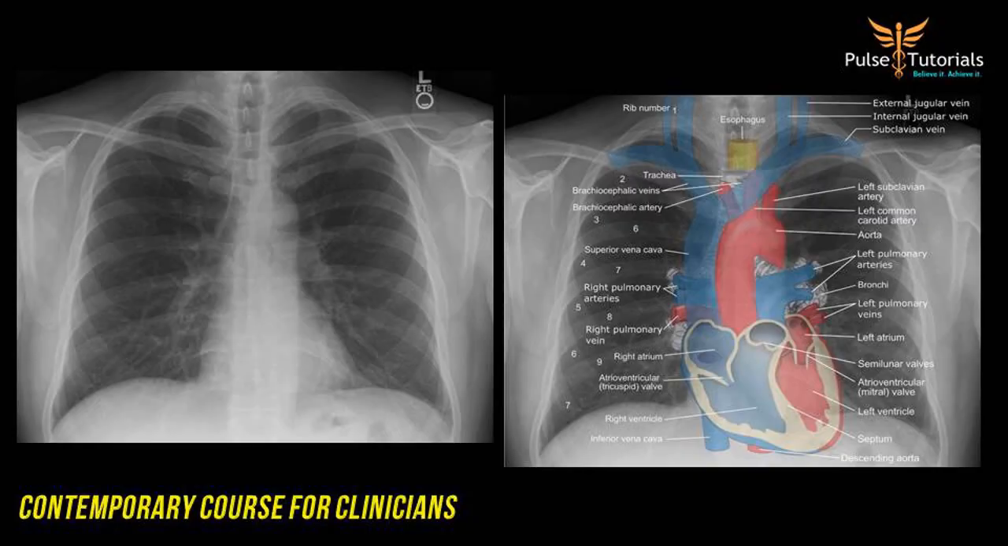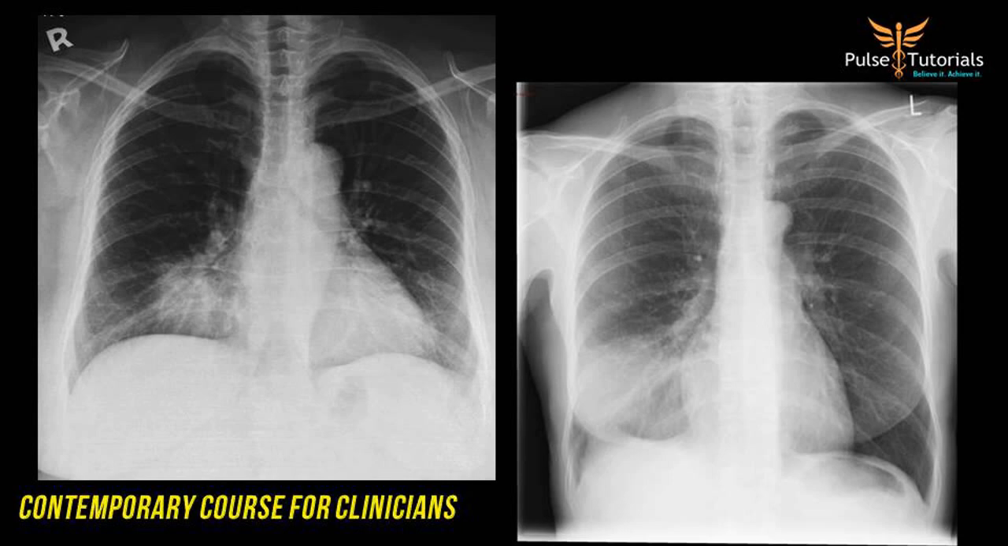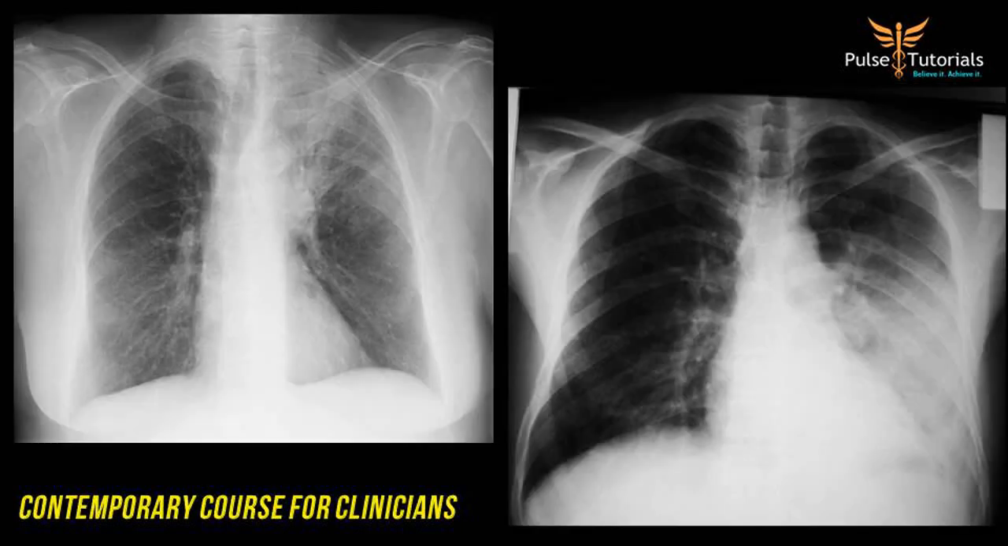Then you assess the heart borders. The right atrium will make most of the right heart border. The left ventricle will make up most of the left heart border. If you can't make out the right heart border, think right middle lobe consolidation. And if you can't make out the left heart border, it might be a problem with the lingular lobe.